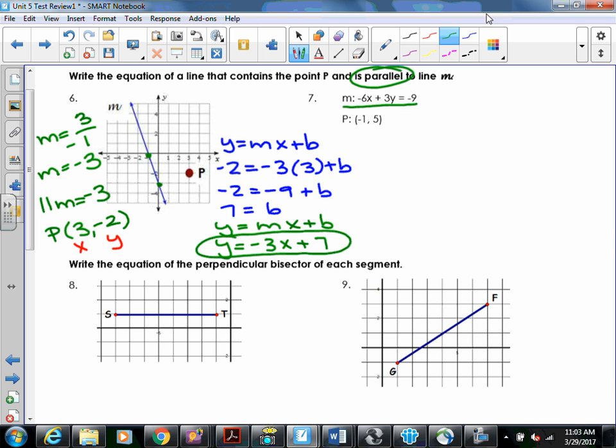Okay, so I've got the -6x plus 3y equals -9. So first step here is to do what? Get y by itself. Add the 6x, so we're going to get y by itself. So you have 3y equals a positive 6x minus 9. What do we do now? Divide everything by 3.